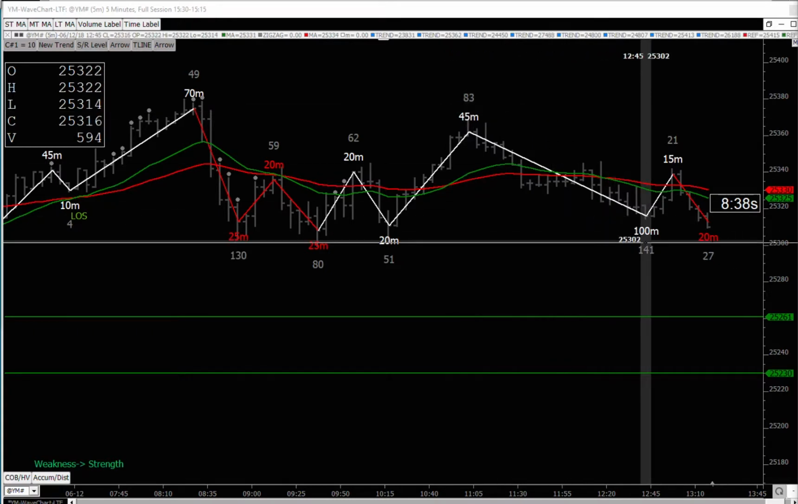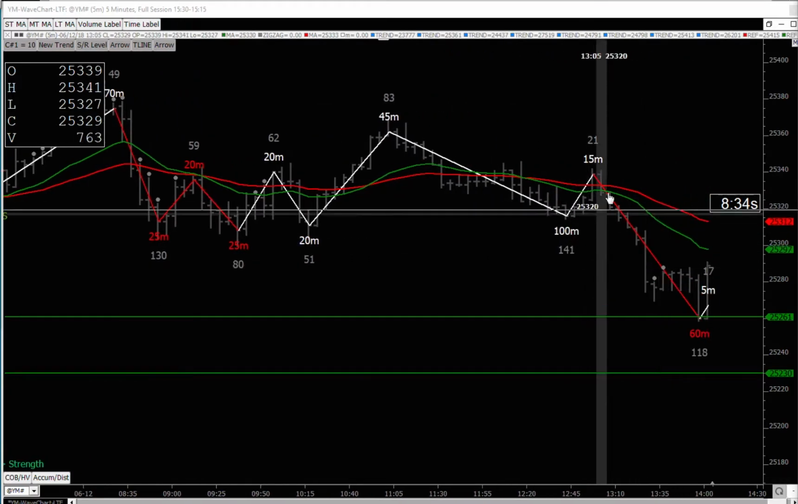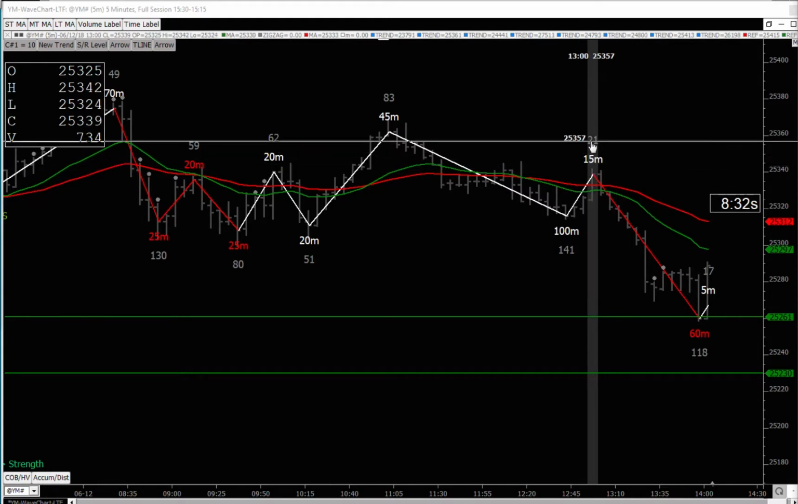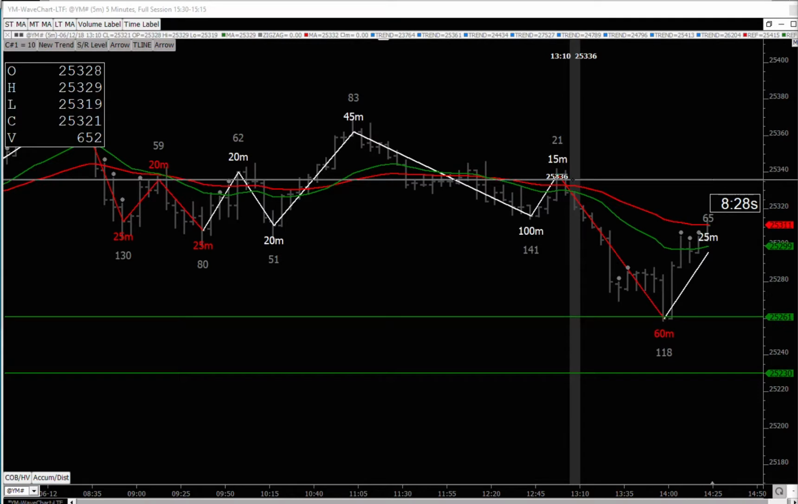From there you get a 100-minute down, 14,000 contracts. Pull back on 15 minutes, 2,100 contracts. This again is a turning point, but it's not very obvious. It's a little more difficult to trade.